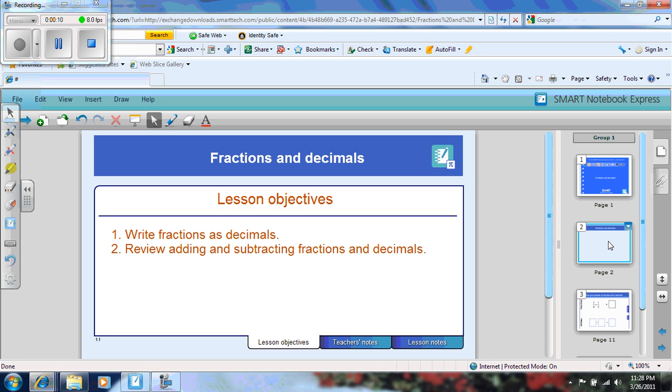The first thing that I want you guys to look at is learning how to write fractions as decimals, and the next thing we'll do is we'll be adding and subtracting fractions and decimals.